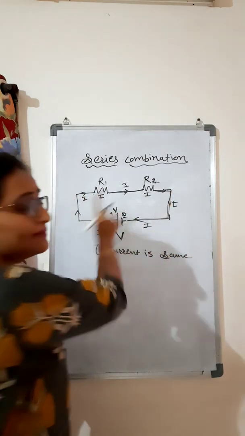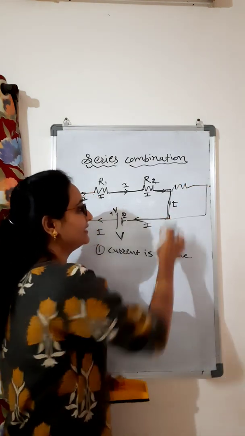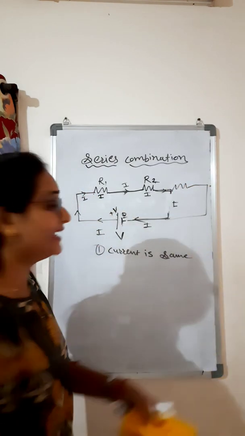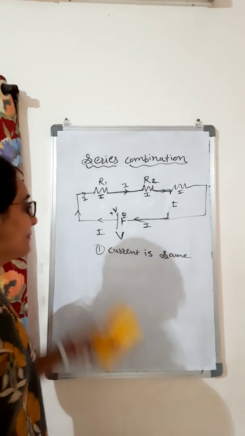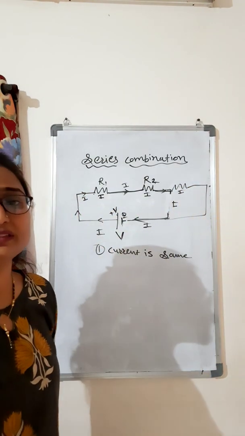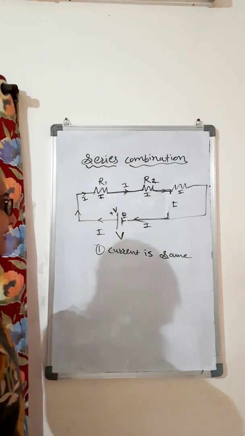Current will always be the same in the resistance. Suppose here I connect a third resistance; from this resistance also the same current will flow. It means current is always the same in the resistances in series combination, right?